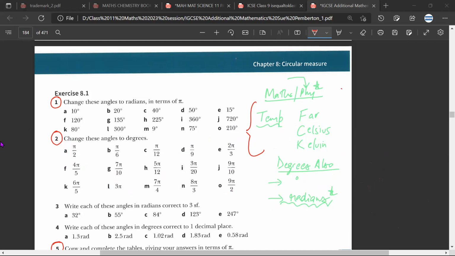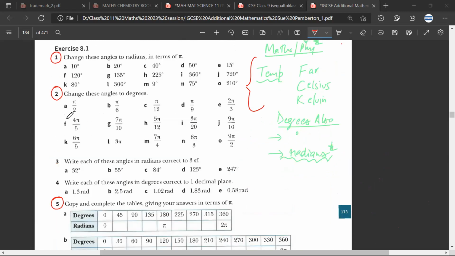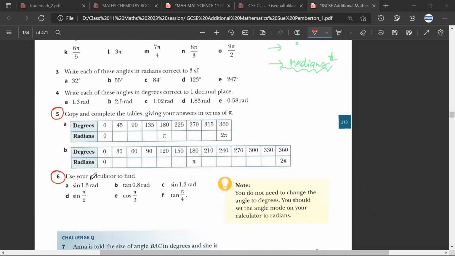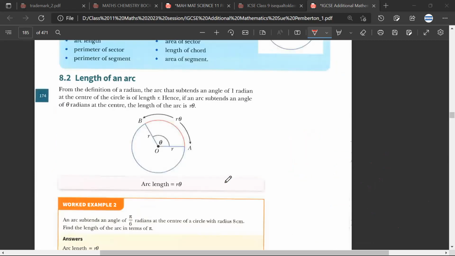So we'll have to do question number 1, question number 2, question number 5. 1 to 5 only. Try to do. Do you have the scientific calculator with you? No, I don't have that. Okay, not an issue. So skip question number 6. We don't require the scientific calculator now.